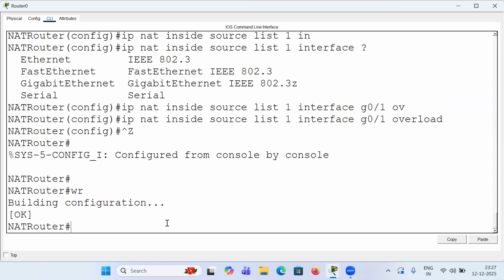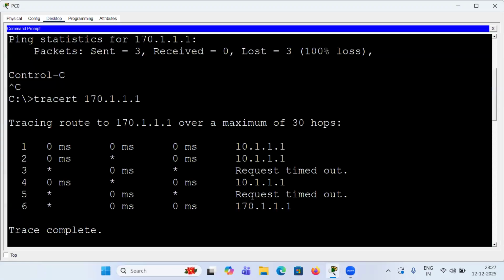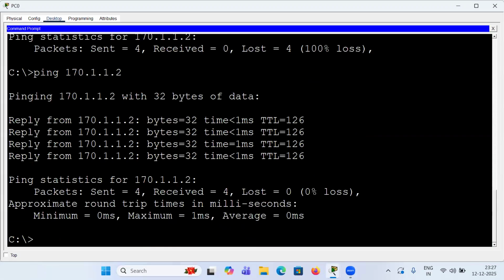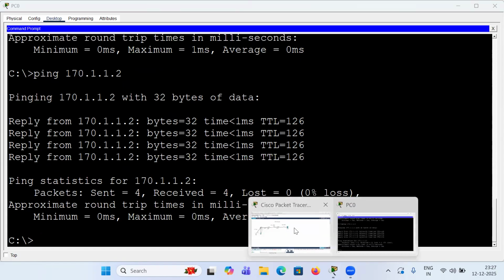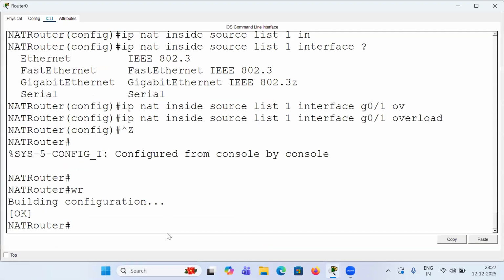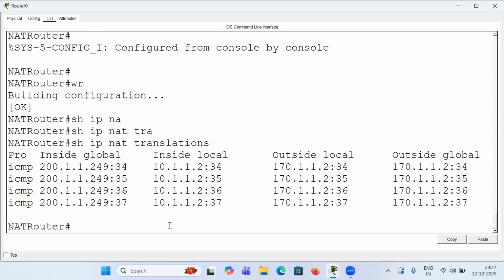So now try to ping the IP address of the server. Now check the router for translations, whether it is translating. So this is the IP being used, 200.1.1.249, and this is the port number, and this is our inside local address that is being translated.